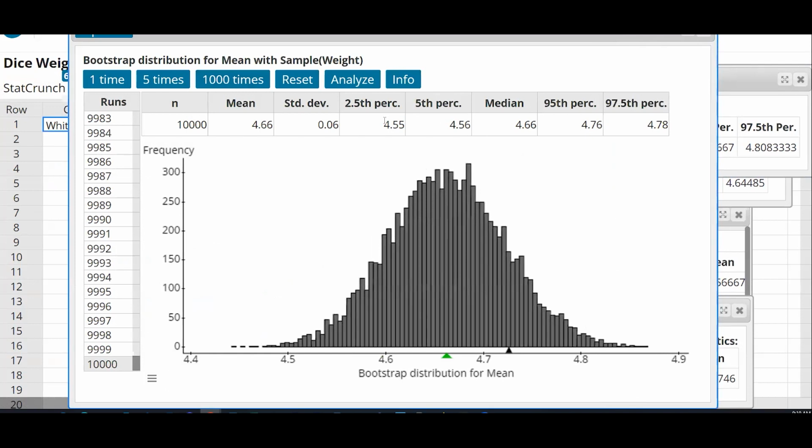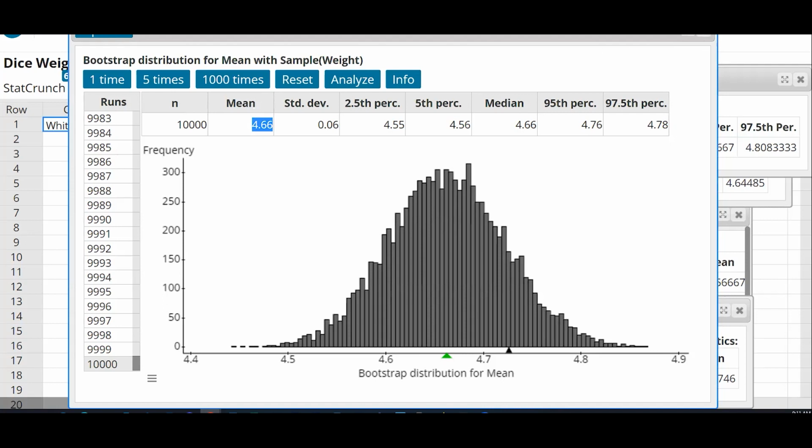Now you see that I'm going from 4.55 to 4.78 in the 95% confidence interval. And those are closer together than the ones I had before. So you get a better estimate if you take a bigger sample, and you see that the mean of all my sample means there is closer to the actual population mean as well.